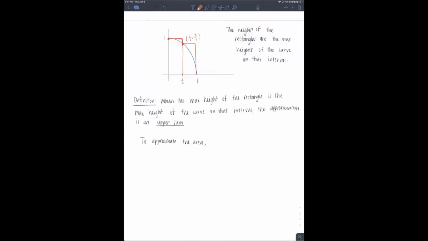And so to approximate the area, find the areas of the rectangles and add. I'm not writing in a straight line at all. Oh, I guess now I am. Earlier I wasn't.